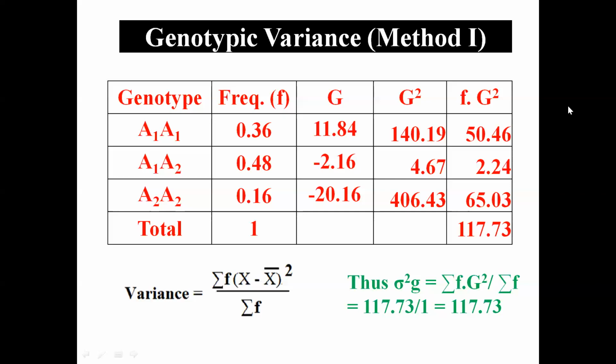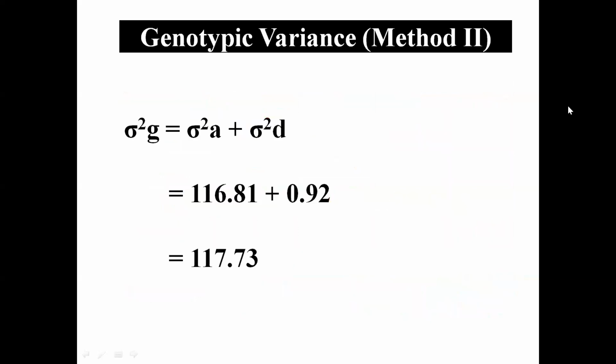We may use another method. We know that genotypic variance is equal to additive variance plus dominance variance. Both these components we have already derived, so we may simply add both of these and we may get the same value. There may be a slight difference in decimal points, so need not worry.